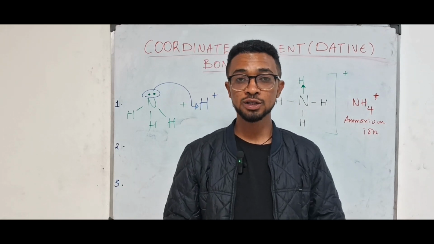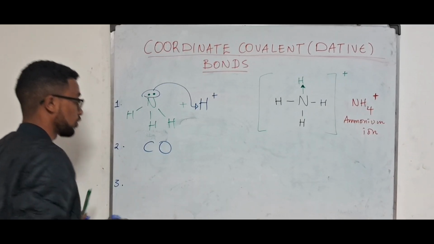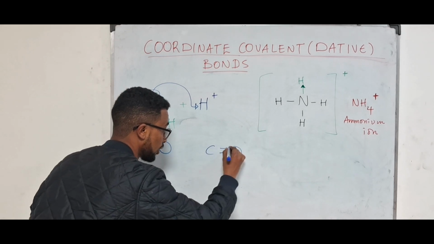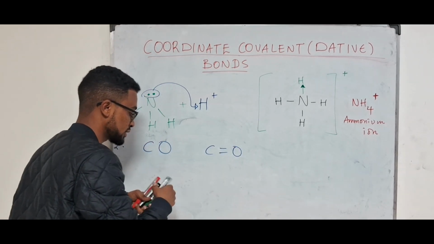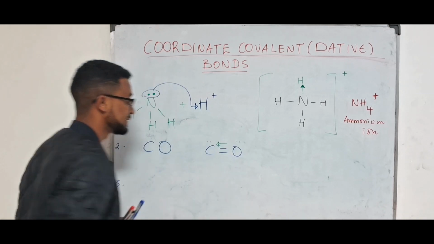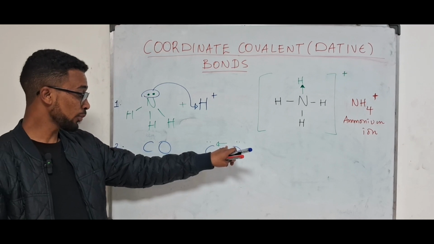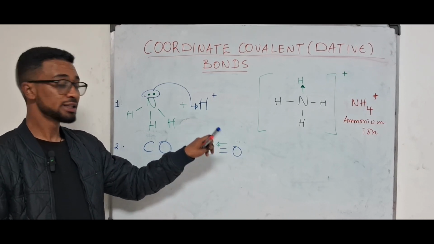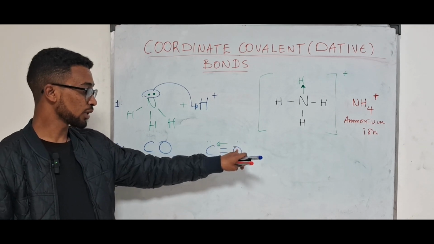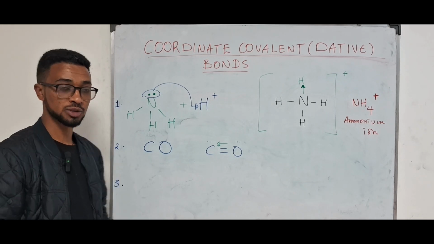Another example of a coordinate covalent bond is carbon monoxide, or CO. This is the Lewis structure of CO. As you can see, one of these bonds is an arrow pointing from oxygen towards carbon. This shows that the two electrons for this bond are both provided by oxygen. This is another example of a coordinate covalent bond.